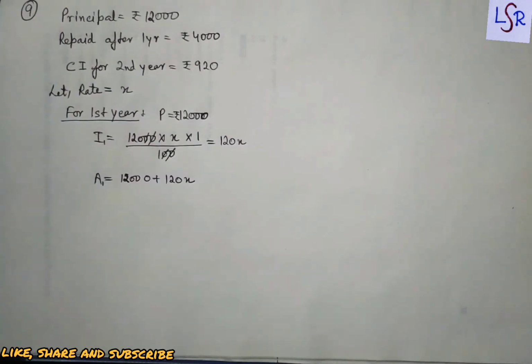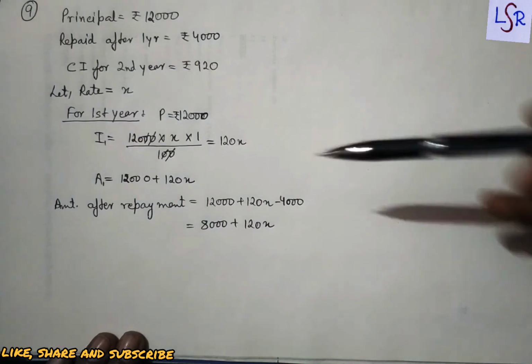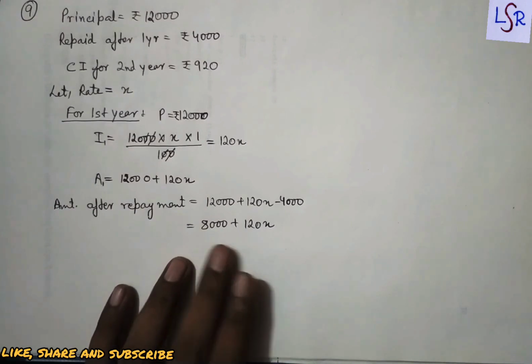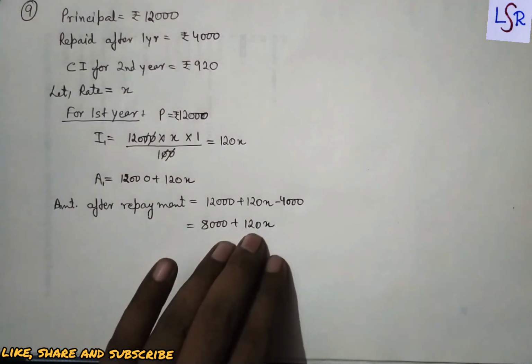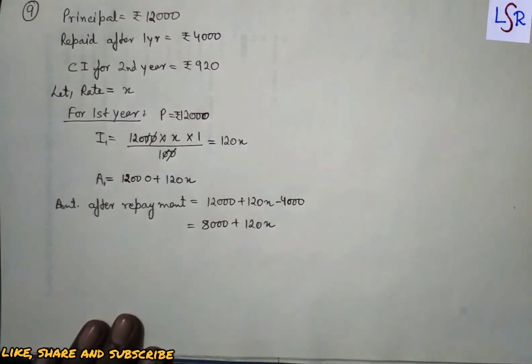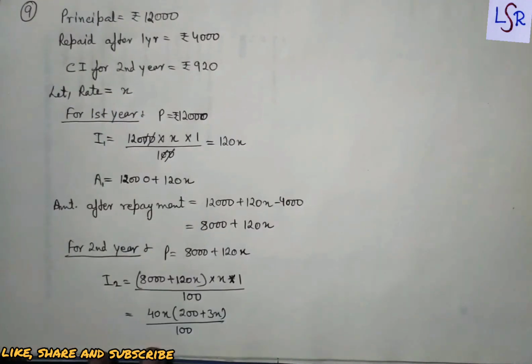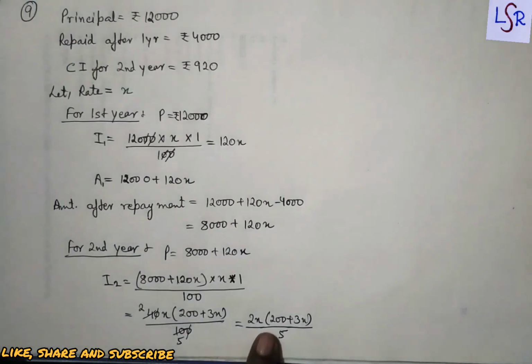The amount is 12,000 plus 120x, and then the amount after repayment will be, as he had repaid 4000 rupees, this value minus 4000 equals 8000 plus 120x. Now this will become the principal for the second year. Now here we have got the interest for the second year, but we can take something common from these two, and by doing so we get 40x upon 100 in the bracket 200 plus 3x. Now we can cancel something, and here we got this as the compound interest for the second year.